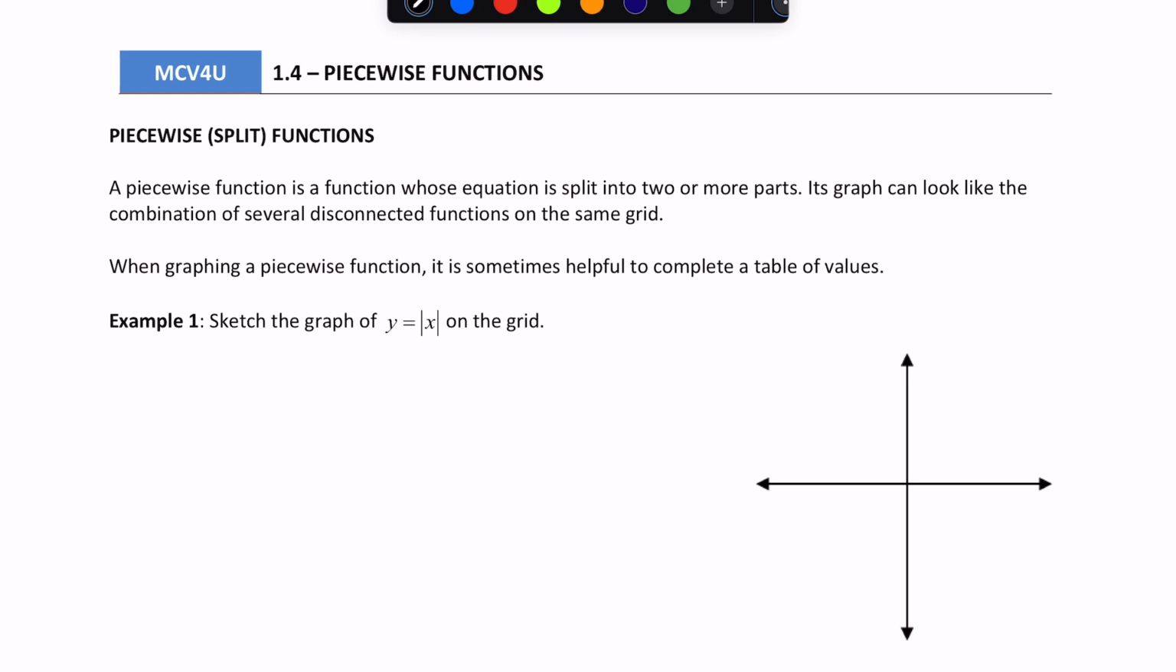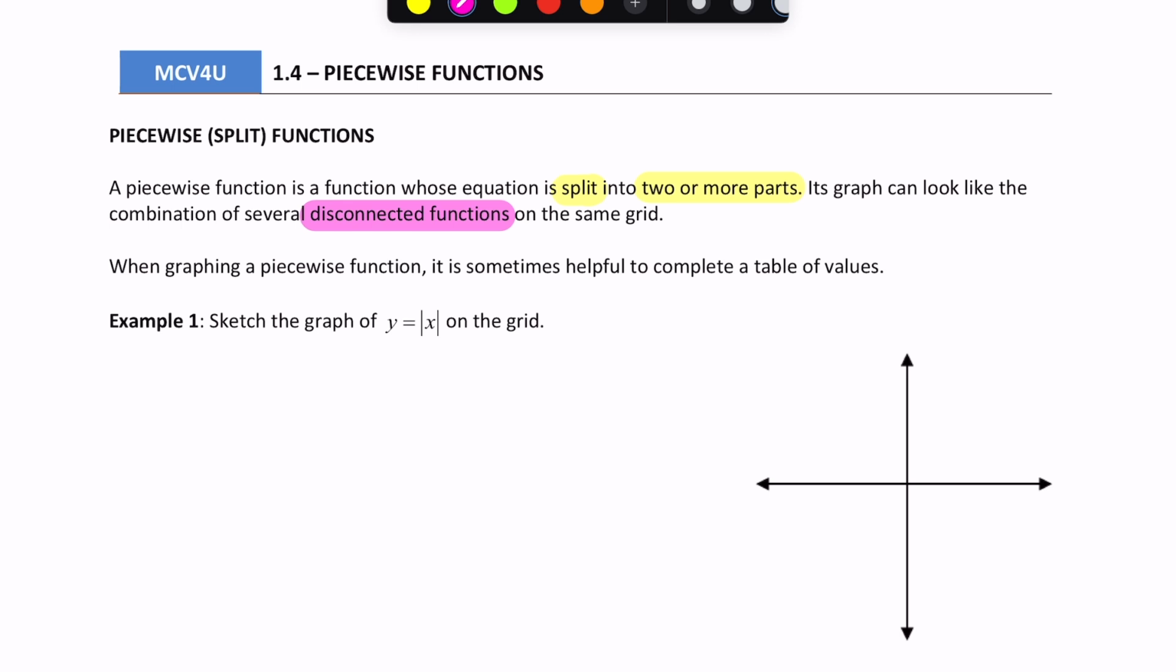Piecewise or split functions is a function whose equation is split into two or more parts. Its graph can look like a combination of several disconnected functions on the same grid. When we graph a piecewise function, it's sometimes helpful to create a table of values, and we'll do that in the examples that we see below.